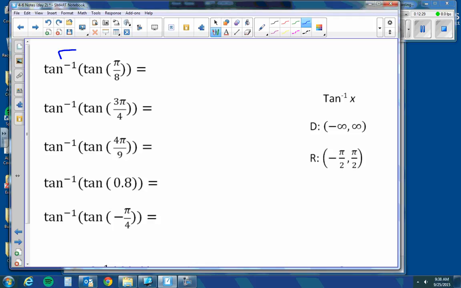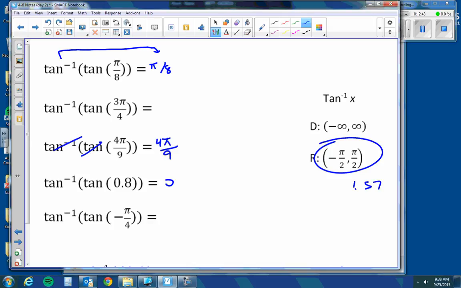Now listen, the restriction on tangent is pretty much the same as it is for sine. So it works the same way. So pi over 8 works. 3 pi over 4 doesn't work, just like it didn't work for sine. It's bigger. This one does work, so just treat it like inverses, they just cancel. It's less than 1 again, so it works. And the bottom one also works.